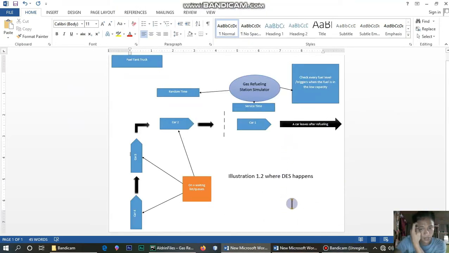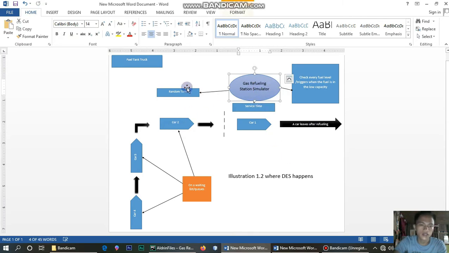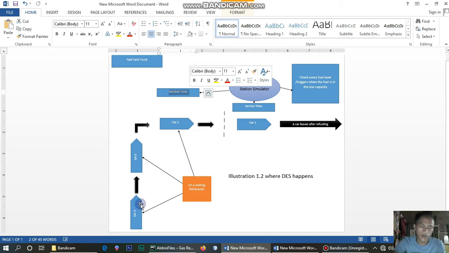So basically, this is the illustration where the discrete event simulation happens. This is my simulator, which is the gas refueling station, then the random time and the service time and the control area where the fuel level is monitored by the fuel tank truck. So when car 1 arrives at a random time, a car leaves after refueling. Then it is followed by car 2 arriving at a random time, followed by car 3 and car 4.